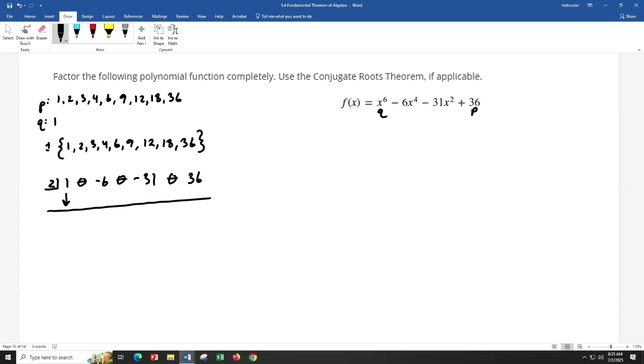Let's start doing the math. I get a 1 here. 1 times 2 is 2. 0 plus 2 is 2, obviously. Then you go diagonal. 2 times 2 is 4. -6 plus 4 gives me -2. -2 times 2 gives me -4. Diagonal, -4 times 2 is going to give me -8, right?